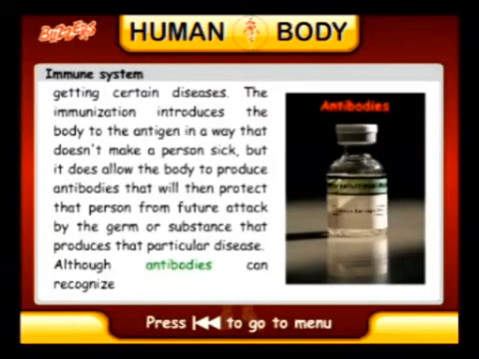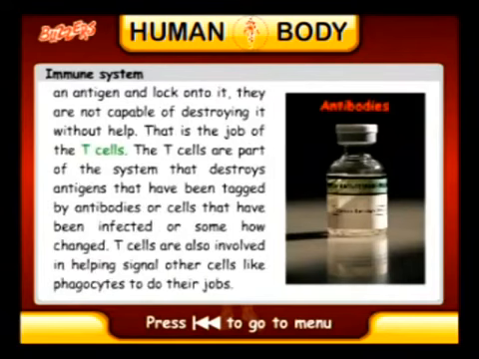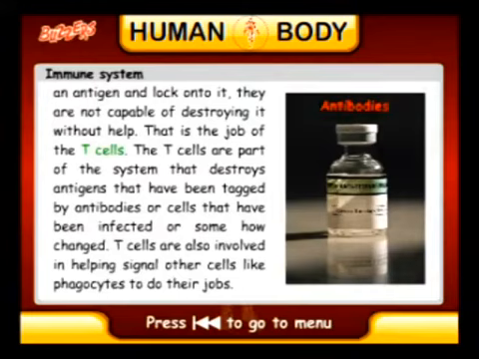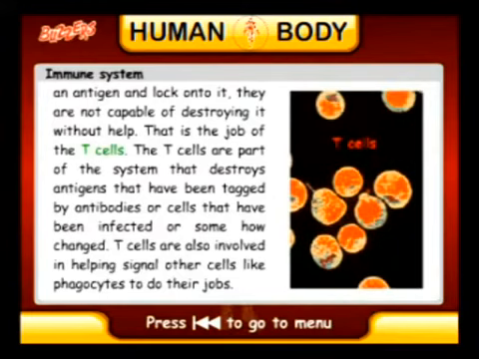Although antibodies can recognize an antigen and lock onto it, they are not capable of destroying it without help. That is the job of the T cells. The T cells are part of the system that destroys antigens that have been tagged by antibodies or cells that have been infected or somehow changed. T cells are also involved in helping signal other cells like phagocytes to do their jobs.